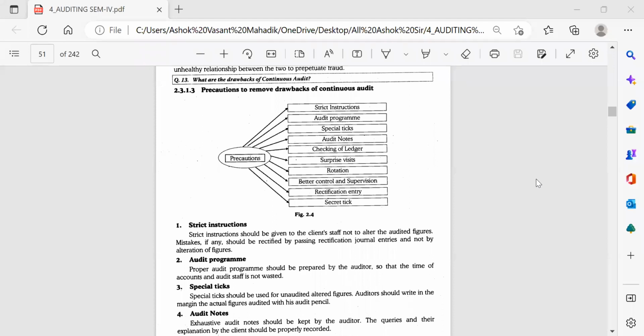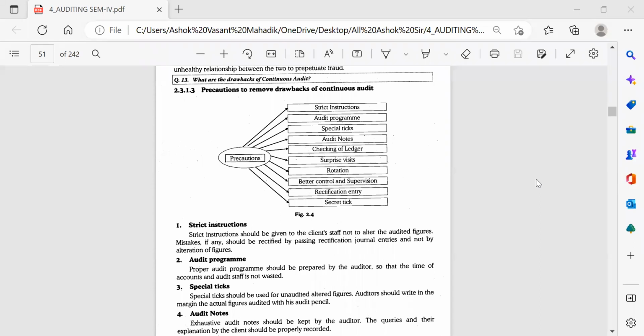You cannot just strike it out, or use whitener or eraser. In accounts, this is not allowed. What you have to do is reverse the wrong entry. This is the first thing, and then pass the correct entry. So in accounts, if at all any mistake is there, you have to follow this step. First, reverse the wrong entry, so it nullifies the effect of the wrong entry. Then pass the correct entry. Clear? Then the last point is secret ticks.